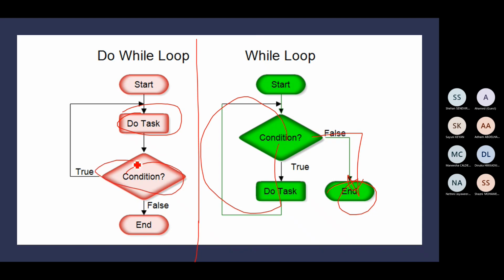That means at least once the task would execute. In this case, if the condition is false, that's it. Nothing would happen. As an example, at the initial point, condition false, then the task is not performed at any given time. But under the do while loop, there's a task which is executing at least once, then only the condition is checked. That's the main difference between do while and while loops. Overall understanding is more than enough.